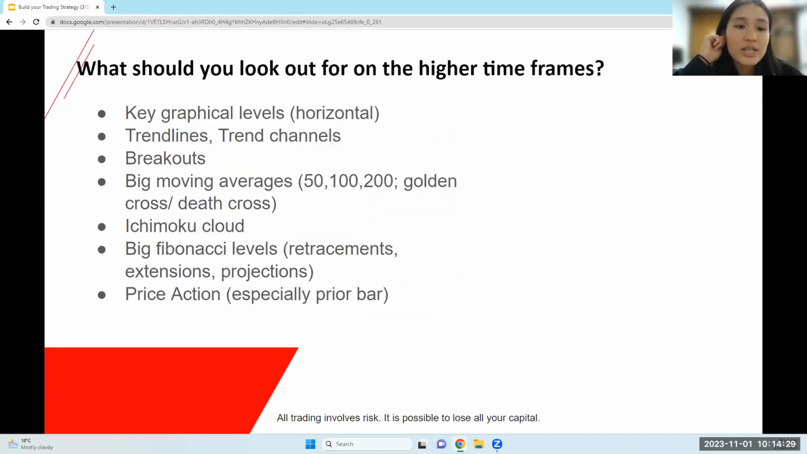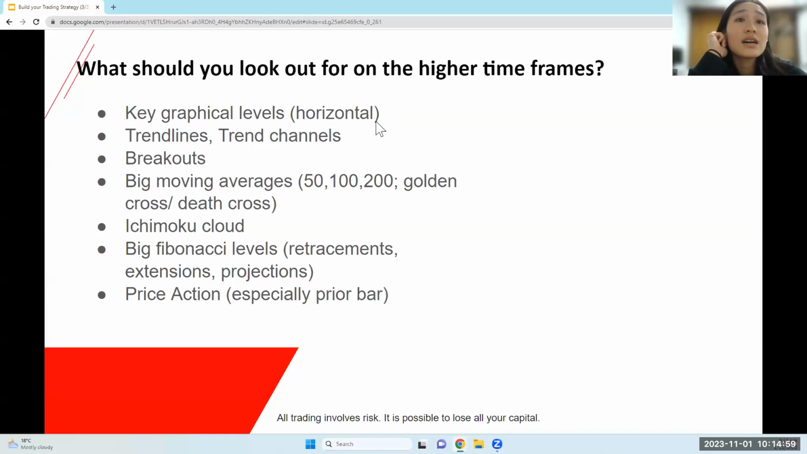Okay, so what exactly should you look out for? So price action wise, these are obviously some of the basics that you should look out for on the higher time frames that you use for swing trading. But of course, in terms of price action, we're talking about past, present, and future momentums from the previous bar to dictate your strategy. So that brings us into our next point, which would be identifying momentum.